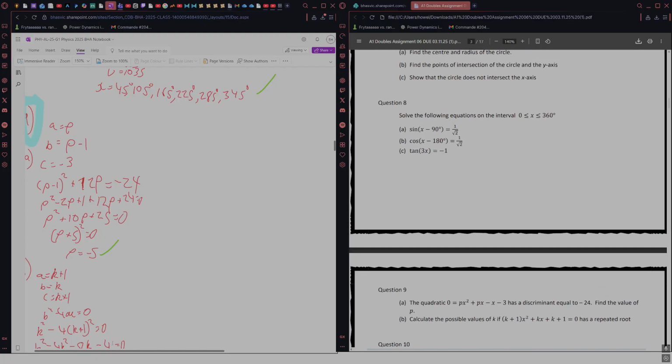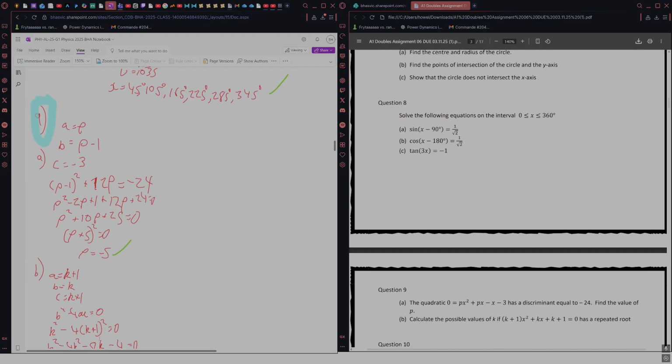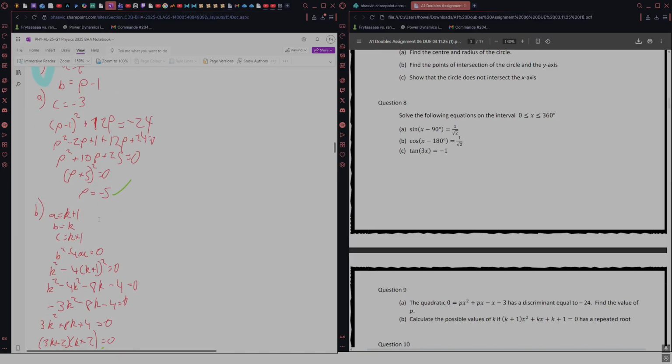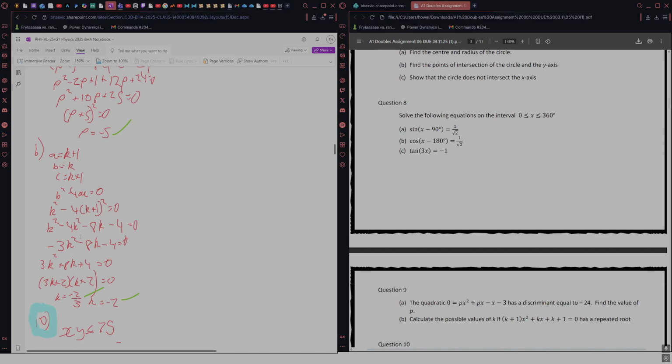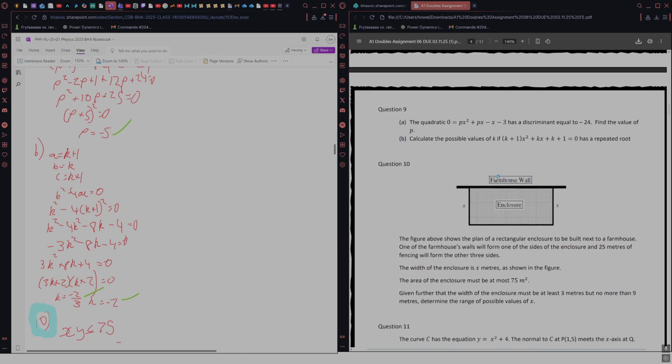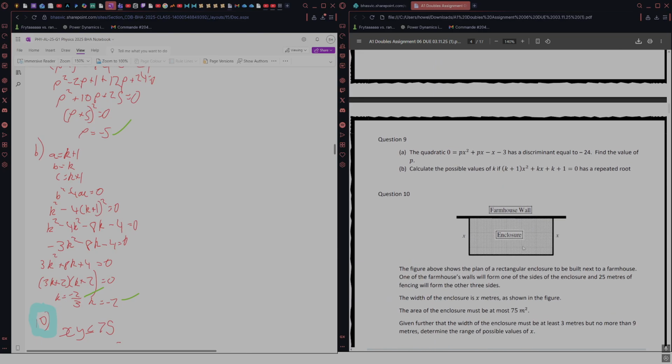Next, part B, we have kind of the same thing. So you just write a, b, and c, do the discriminant, b squared minus 4ac equals 0, and you get the values of k, and that's it really. Next question, if you did AQA Further Maths, this is similar to what came up on paper 1 on one of the questions.